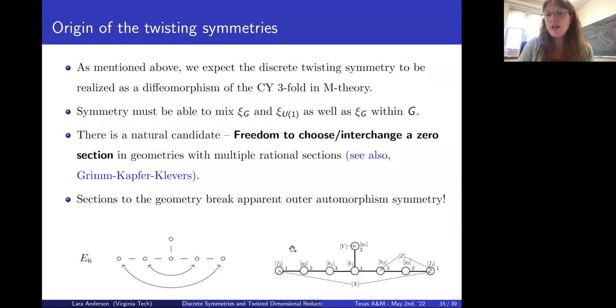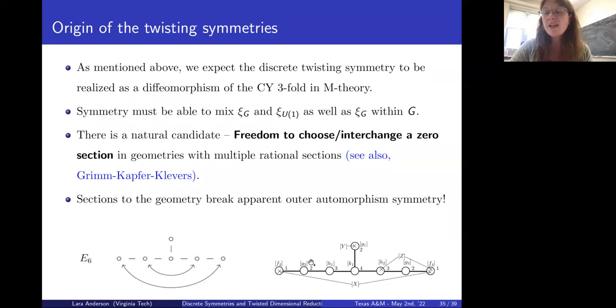This whole picture hinges very crucially on the existence of a section within the geometry, which tells you what you're allowed to shrink while keeping the volume of that manifold finite. I'm making a long story very short in saying this, but here I have the affine diagram of E7.